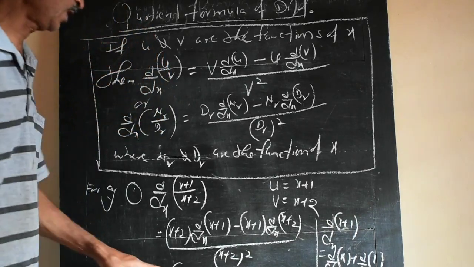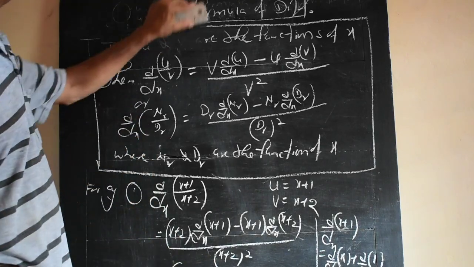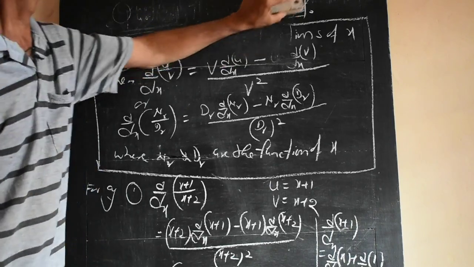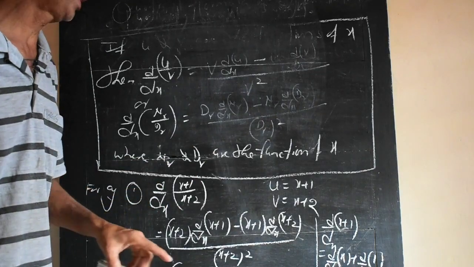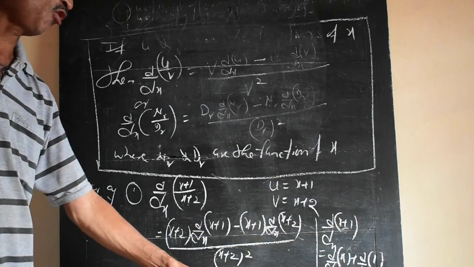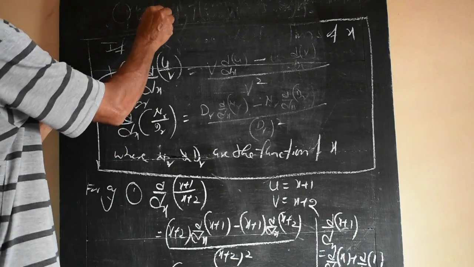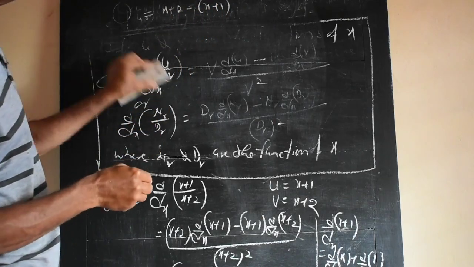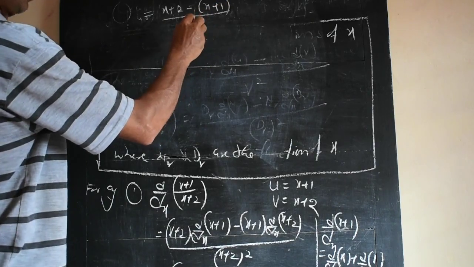Okay, now x plus 2 into 1 is x plus 2, minus of x plus 1. Here minus multiplies to both x plus 1. X plus 1 into 1 is x plus 1. 1 is the multiplicative identity. Therefore, x plus 1 into 1 is x plus 1, and minus of x plus 1 means minus x minus 1. Therefore, by simplifying the numerator, it is x plus 2 minus of x plus 1. X plus 2 into 1 is x plus 2, divided by x plus 2 the whole square.